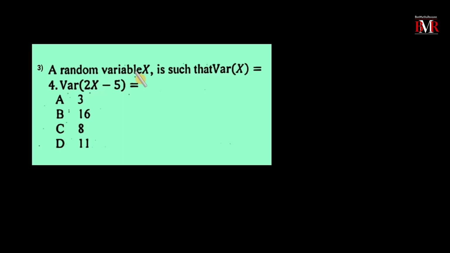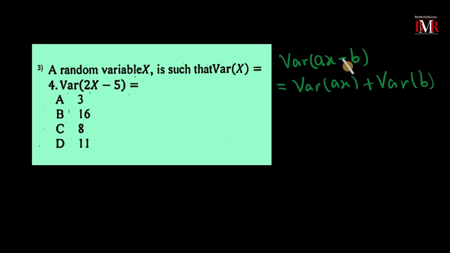Number 3. A random variable x is such that var x equals 4, var 2x minus 5 equals A is 3, B 16, C 8, D 11. Let's find out. You know, from the properties of variance, var ax minus b is the same like var ax plus var b. That means here the negative sign turns to plus. But if it was a positive sign here, it will remain positive. But when it's negative, it turns to plus.